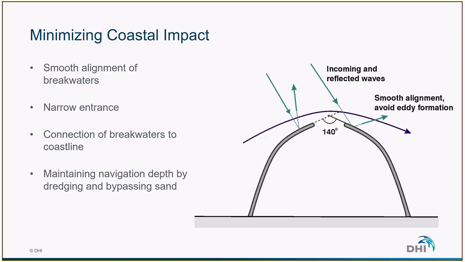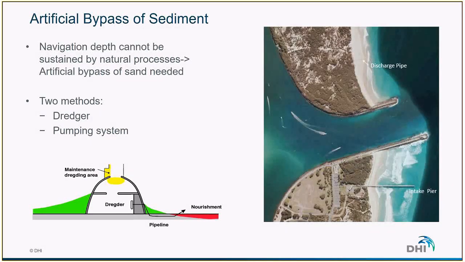Then we try to have a good connection of the breakwaters to the coastline, so we avoid the sheltered area where accumulation of sand and circulations would occur if it was a too angular shape. And then we maintain the navigation depths by dredging or bypassing the sand that is not able to achieve it naturally. When we talk about bypassing the sediment, there are different ways of doing it.